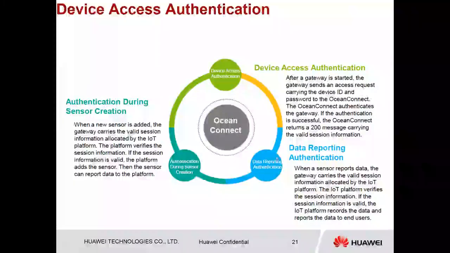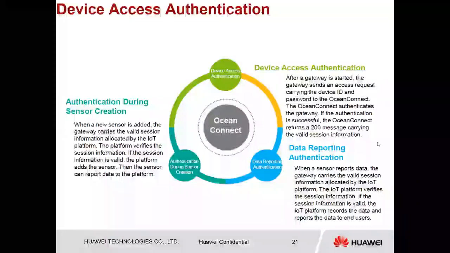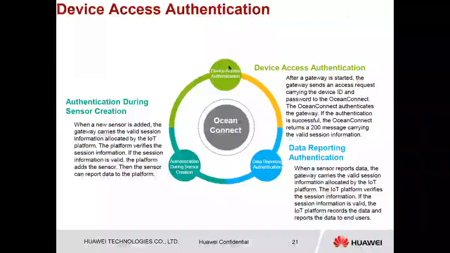And the next is data reporting authentication. For example, when the sensor reports data, the gateway carries the valid sensing information allocated by the IoT platform, and the IoT platform will verify this information. If it is invalid, it cannot be transferred. It will be forbidden. And lastly is the device access authentication.